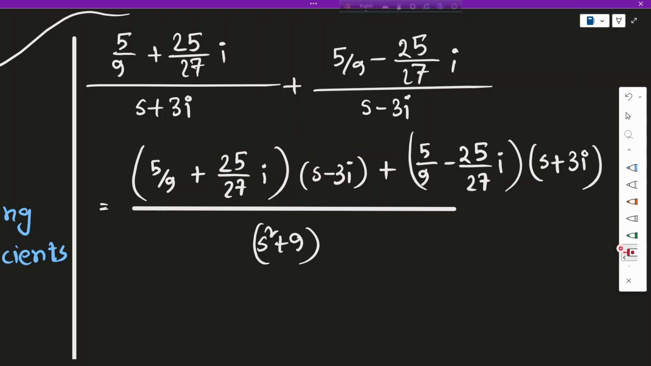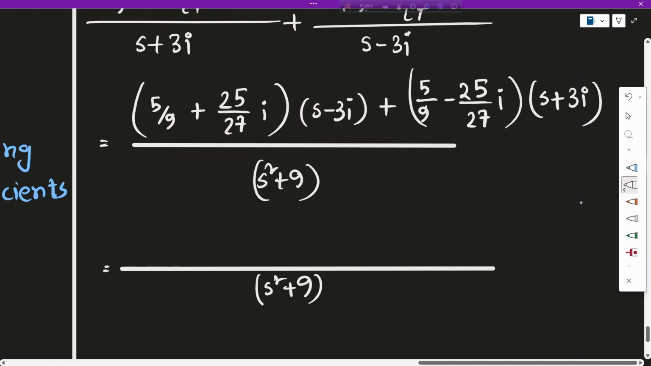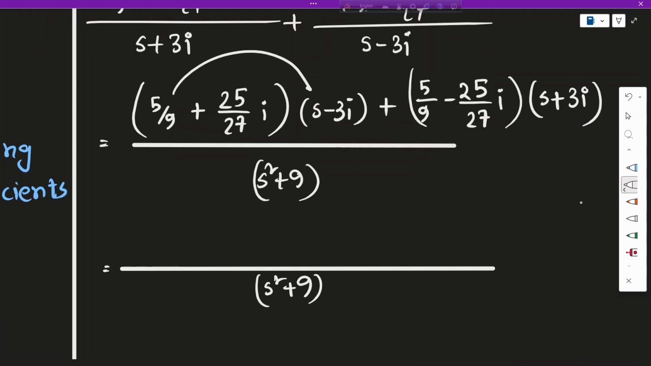So we can find the coefficient of s by just multiplying these two. So what is going to happen here? We're going to get a 5 by 9s here and another 5 by 9s here. So we can say that the coefficient of s is going to be this, right? If we add these two, there's going to be 2 times 5 by 9s.